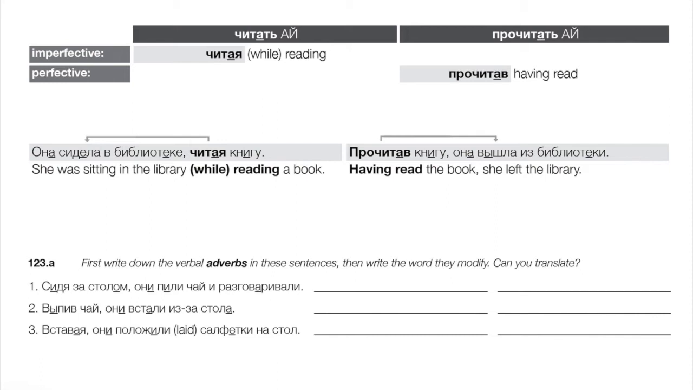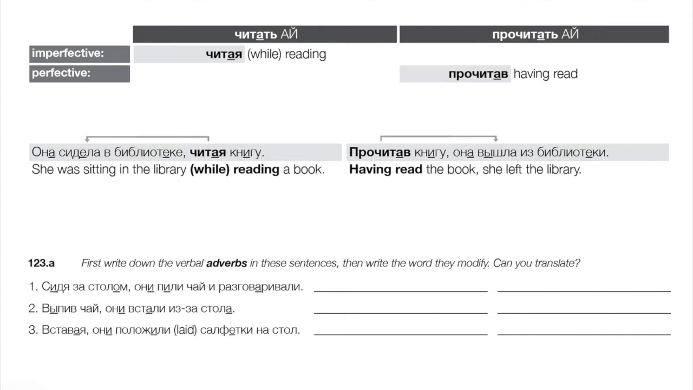Okay, number 3, вставая, они положили салфетки на стол. So the main verb is obviously положили. Our deverbal is вставая, which is from the imperfective вставать. By the way, you can look at the endings here. Obviously, that's a big help with these verbal adverbs, but of course, we should also know our pairs. And we know the pair for getting up is вставать, встать. So it's obvious that вставая is from an imperfective verb. So anyway, while getting up, they laid their napkins on the table. Вставая modifies положили, while getting up.